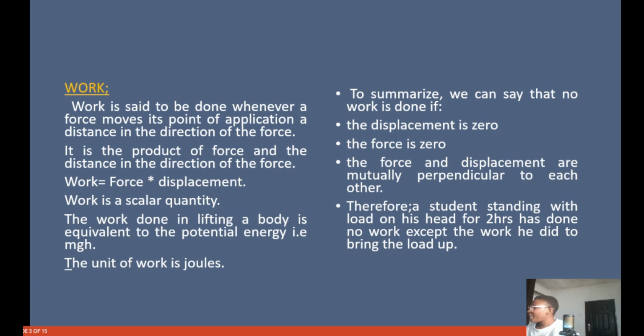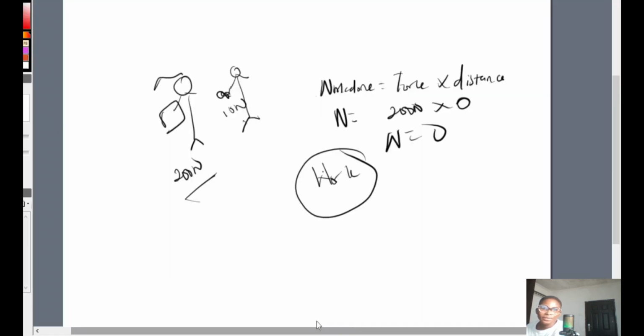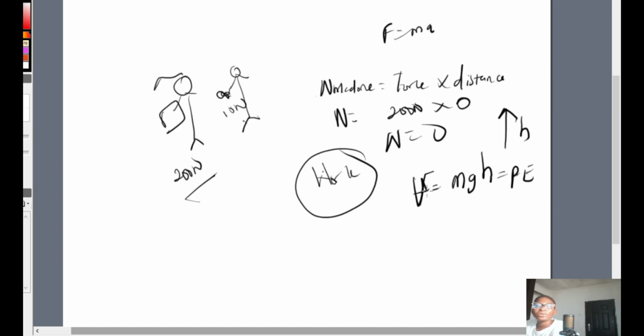Yes, mass and g. Work is a scalar quantity, not a vector quantity. The work done in lifting a body is equivalent to the potential energy, that is mgh. Recall that F is equal to ma. So when we are talking about a body that is affected by gravity, our F can be equal to m times g. If it is now moving a distance, that becomes height. That's why we have it as h, and that is equal to PE. Work done is equal to PE, which is equal to mgh.